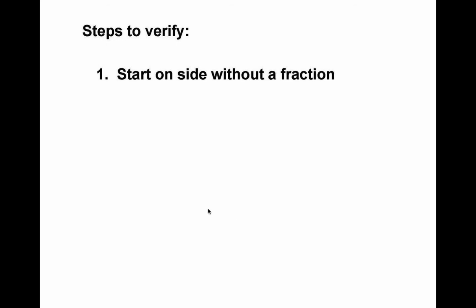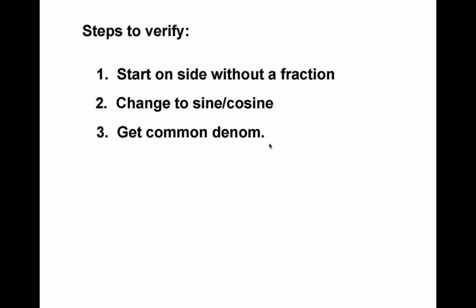Step 1 is to start on the side that does not have a fraction, so the side without a fraction. Then you change all of the trig values to sine or cosine. Then you get a common denominator, and then you add the numerators.